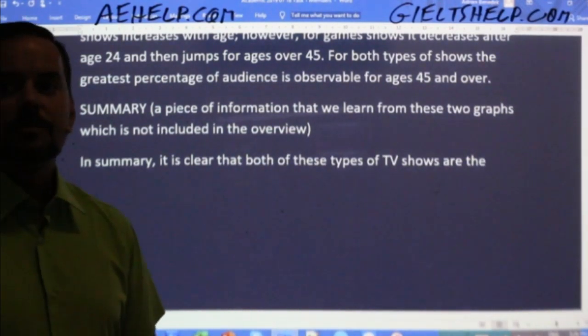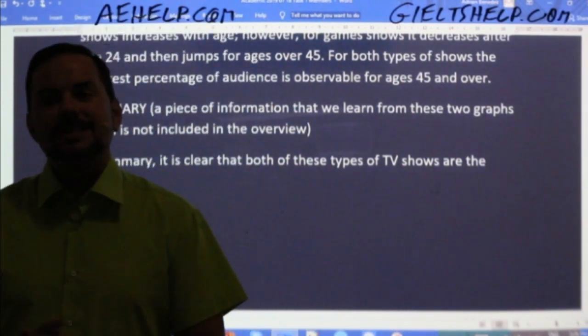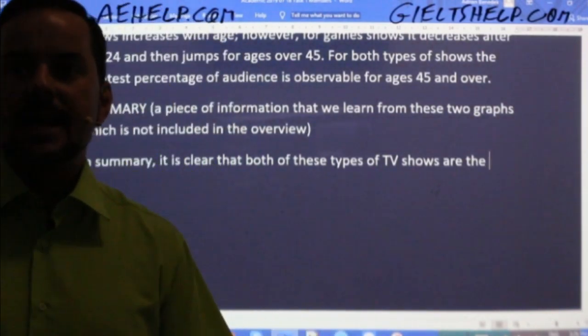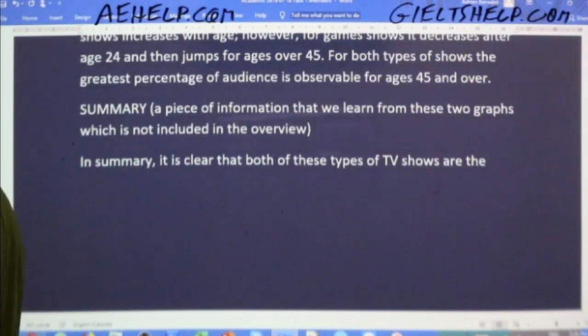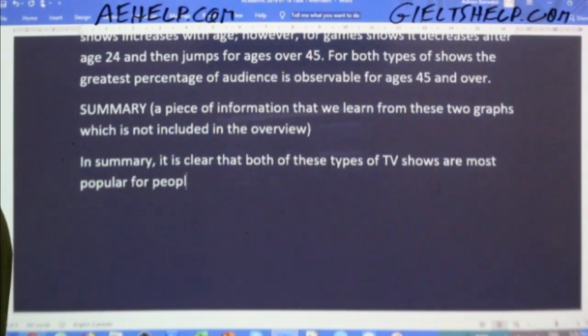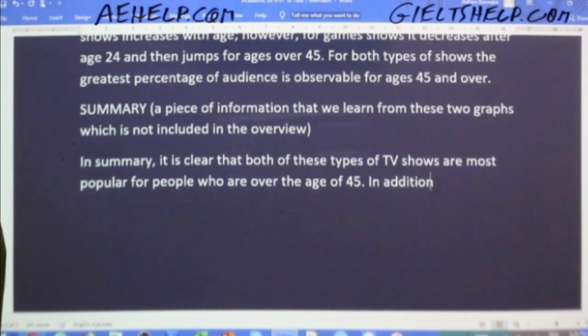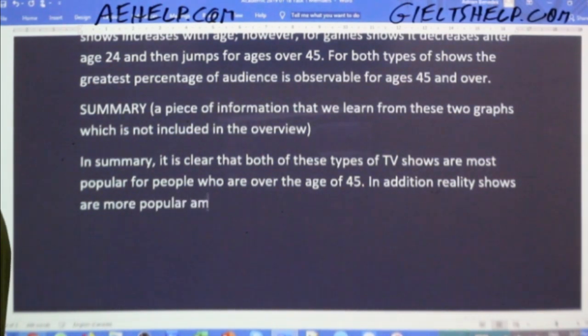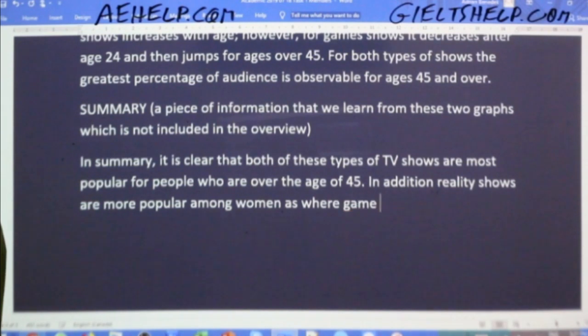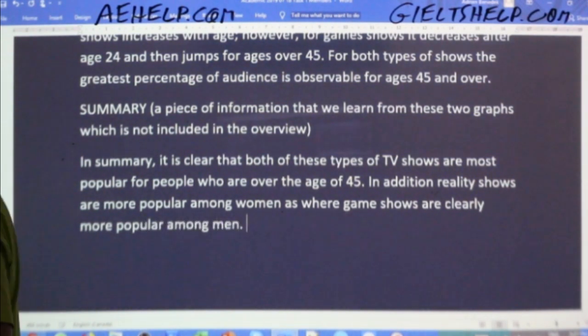Yeah, so Rahul says senior people. Not necessarily senior, Rahul, because 46 is not a senior, but watch more reality and game shows. So it's more popular for them. That's right, Rahul. So in summary, it is clear that both of these types of TV shows are most popular for people who are over the age of 45. In addition, reality shows are more popular among women, as where game shows are clearly more popular among men. Okay, that would be the summary.